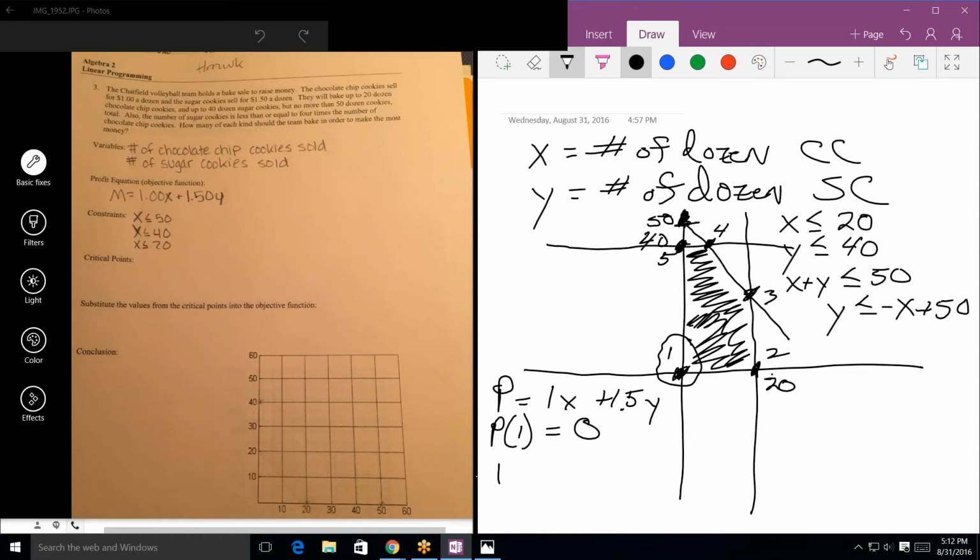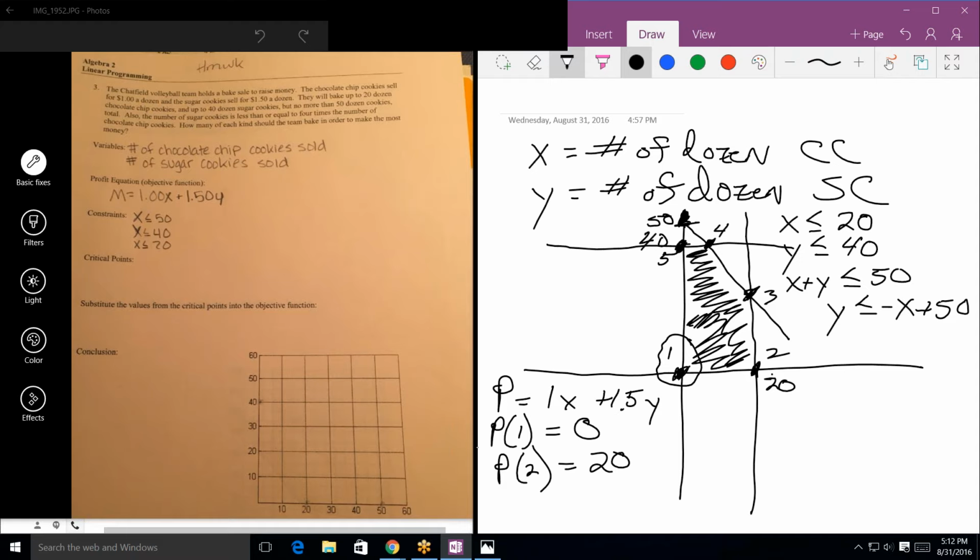Now let's figure out the profit from point 2. What are the coordinates for point 2? The coordinates for point 2 would be 0, 20, my bad. Actually, it's 20 and 0, because we have to plug the x into this part and the y into there. So the profit for that point would be 20, correct? Exactly. In other words, we would make 20 chocolate chips and no sugar cookies, and we'd make 20 bucks.